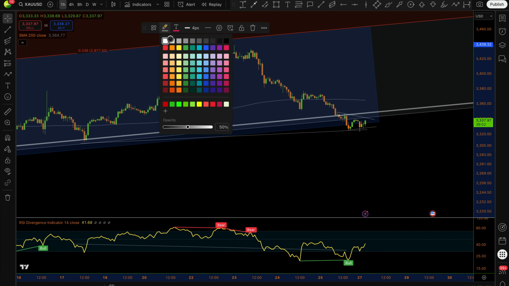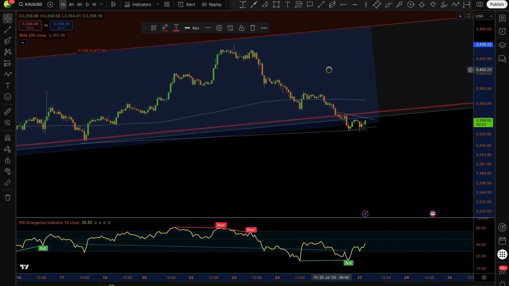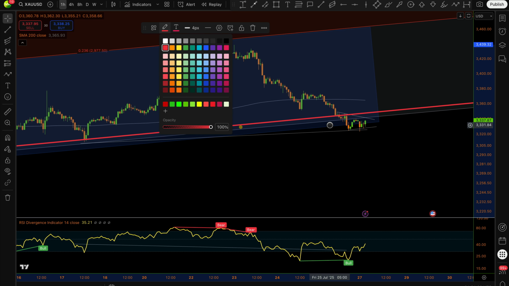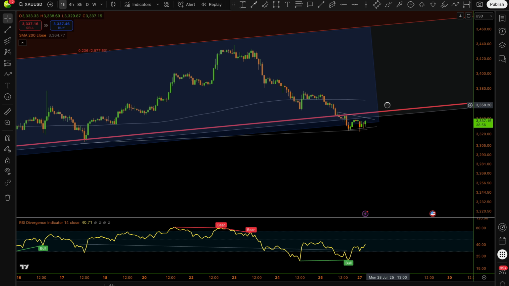line, I'm going to use that in red just to indicate a clear picture of that. So when price crosses above this trend line level, then we can consider a buy. So somewhere around 33.50 would be a good price entry for a buy.